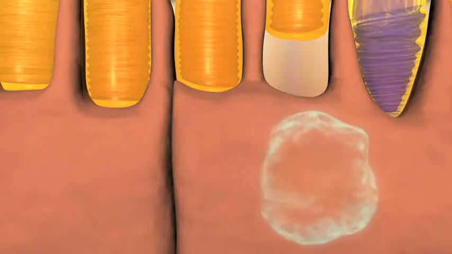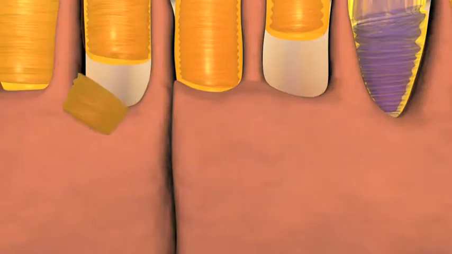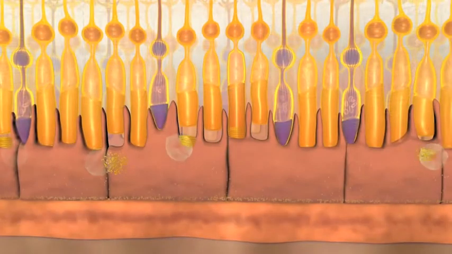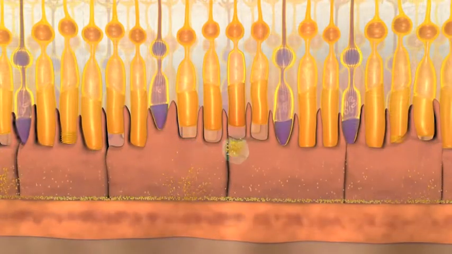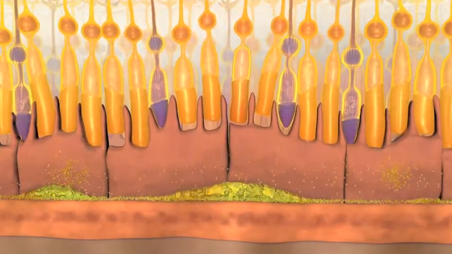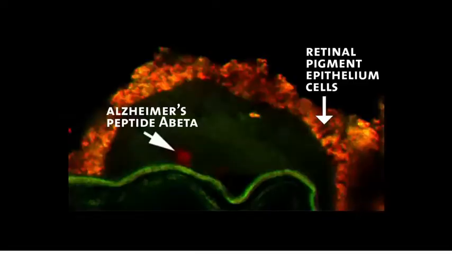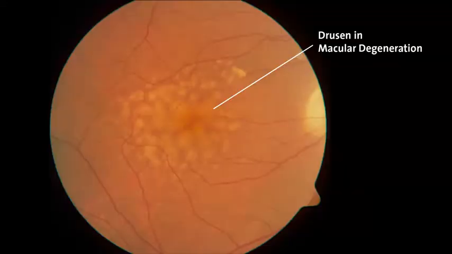So in patients with macular degeneration, what happens is they start to build up these abnormal accumulations under the retinal pigment epithelium. They're called drusen. They actually have some of the molecules in them that you also find in Alzheimer's disease. So the buildup of these drusen is rather similar and thought to have a similar shared mechanism.